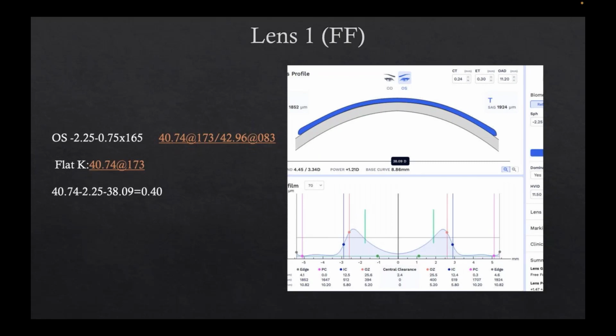The next thing I did was I reran this lens in free-form design. And when you run it in free-form design, there's no more averaging astigmatisms. So now if we do the same math and we take the flat meridian, 40.74, we subtract the 2.25 diopters, and we subtract out the 38.09, now we only have a Jessen factor of 0.4, okay?